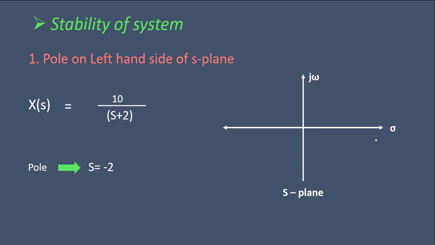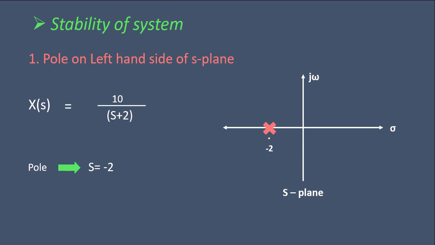We have the S-plane which is the sigma plus j omega axis. Sigma is the real part, j omega is the imaginary part. Our pole is at s is equal to minus 2, so we can draw here a pole at s is equal to minus 2. This is the plot of a pole on the S-plane. The pole is on the left hand side of the S-plane. Now we have to comment about the stability of this system. So if we have a pole on the left hand side of the S-plane, we need to comment upon the stability of the system.